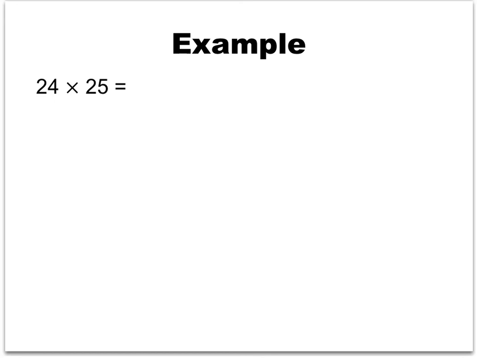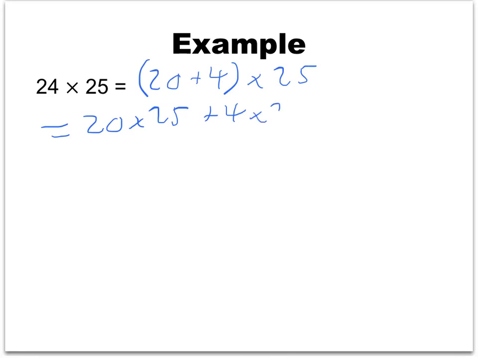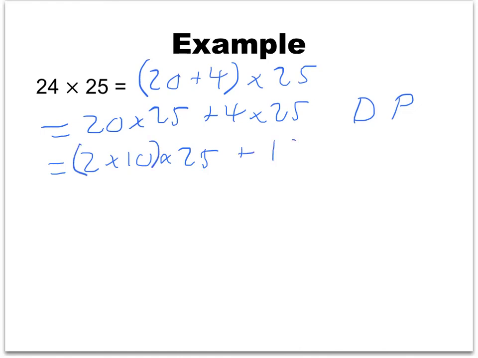Now, there's different ways of looking at this. One way to look at this is to write 24 as 20 plus 4. And then we'll take that times 25. Well, now let's distribute to get 20 times 25 plus 4 times 25. So there again we've used the distributive property. Now 20 times 25, let's kind of rewrite this like we did in the previous example. So this is 2 times 10 times 25, and then plus 4 times 25, well, that's 100.